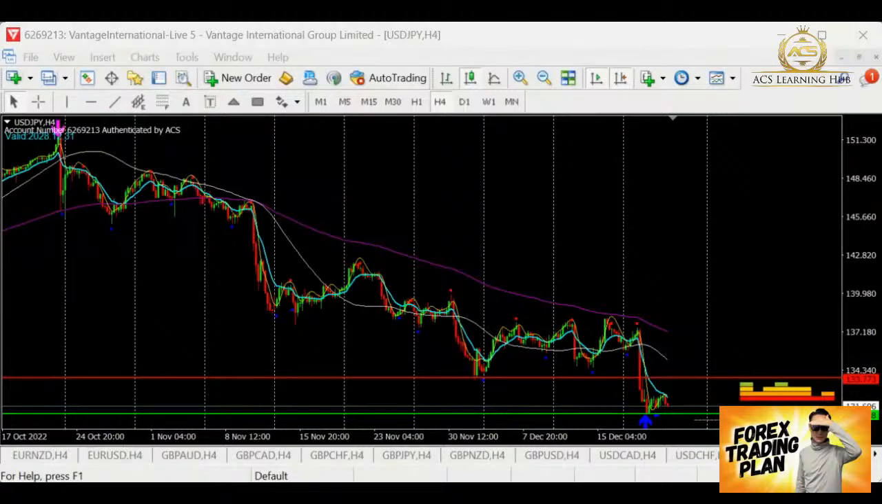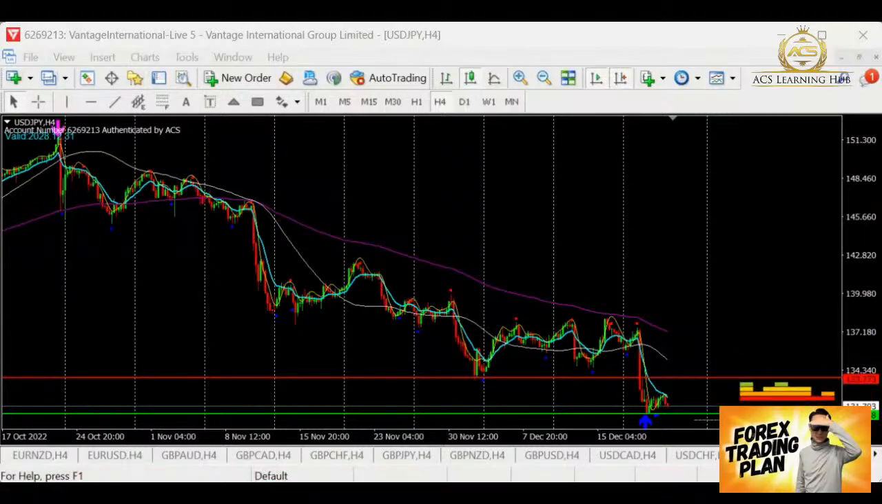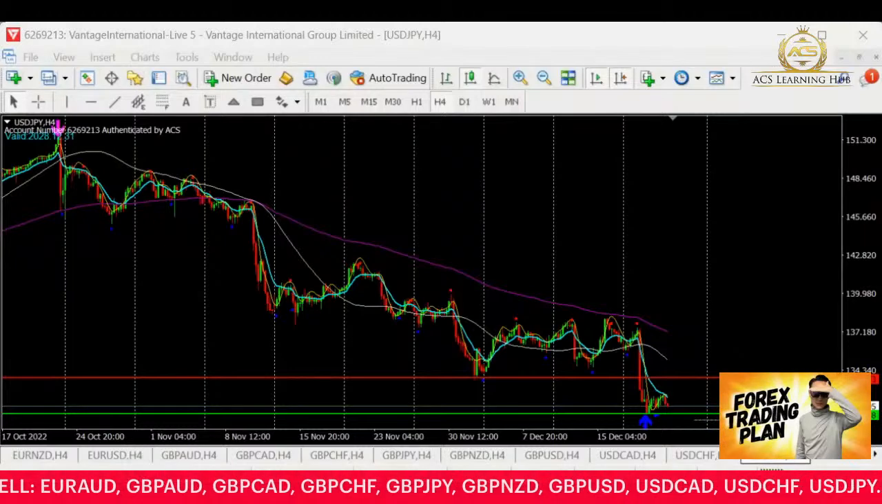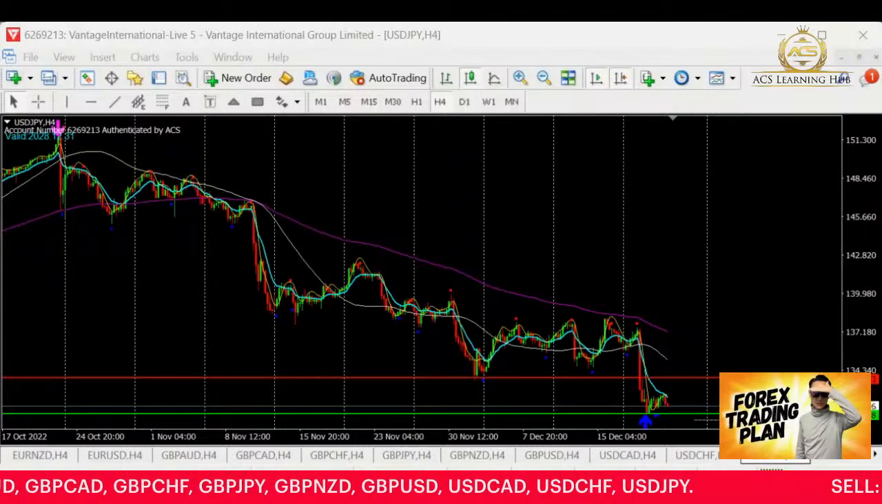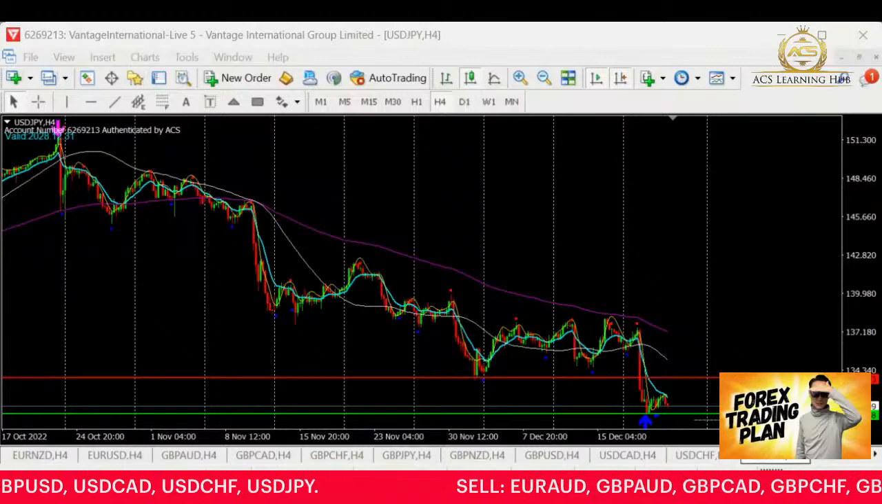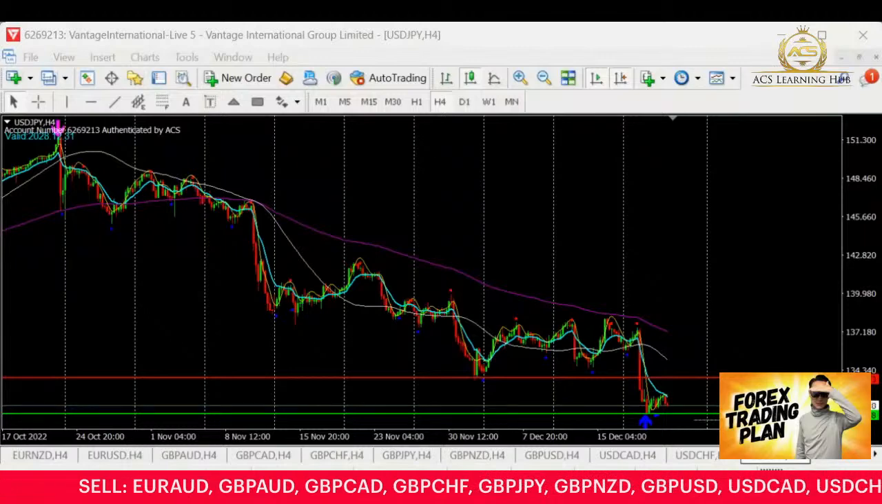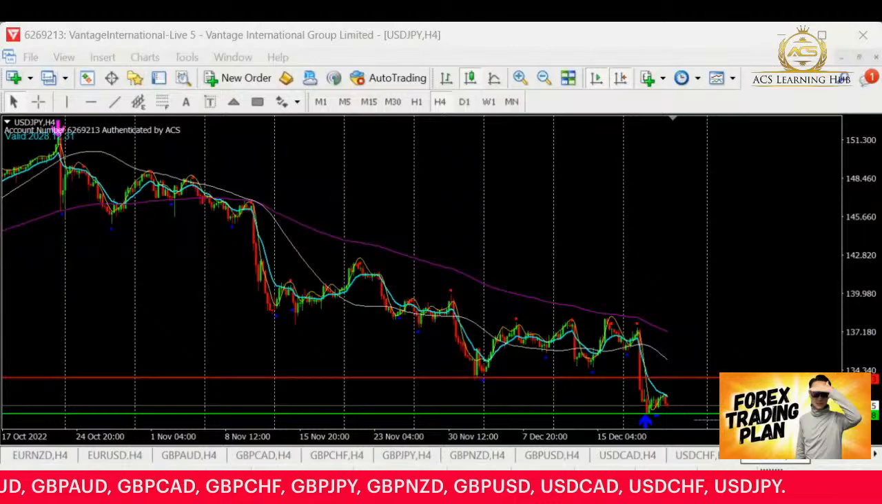Okay, so yep, and right, so over at this point here, okay, let me write up. Let's see. Right, and okay, let me flash it out for everybody so that everybody can take a look. Okay, so we're going to focus on Euro Aussie, Pound CAD, Pound Franc, Pound Yen, Pound Kiwi, Pound Dollar, and Dollar CAD, followed by Dollar Franc, Dollar Yen.